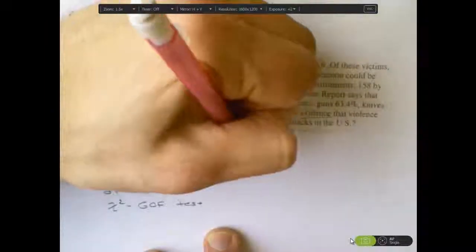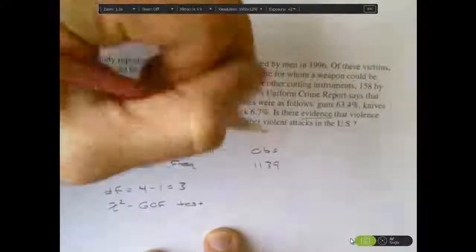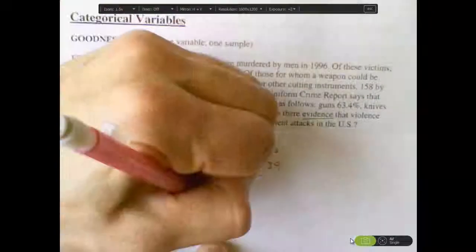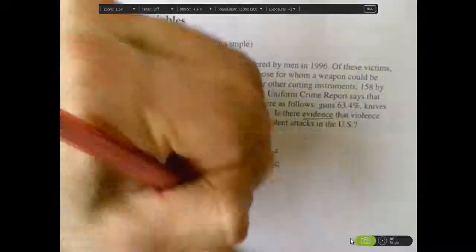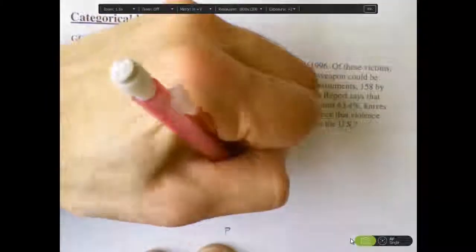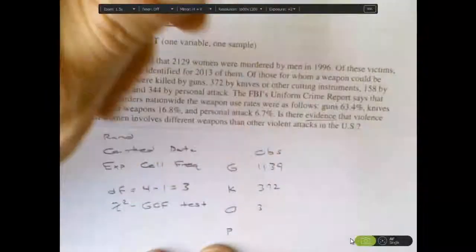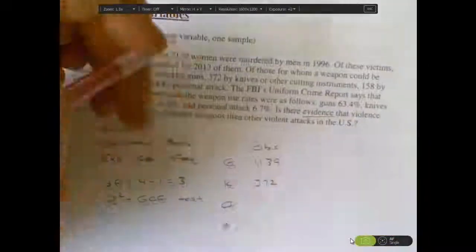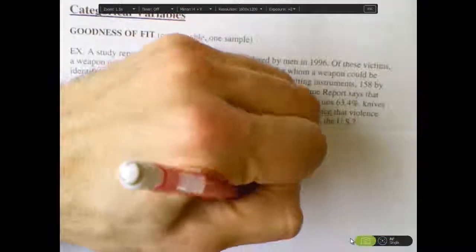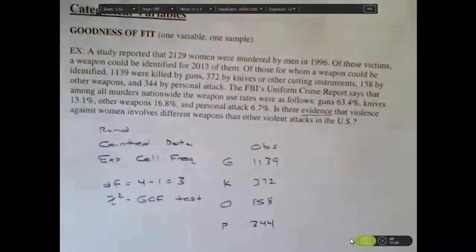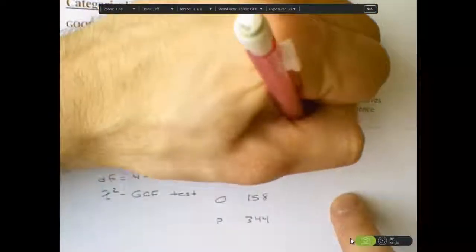So I have observed guns, knives, other, and personal attack. 1139 by guns, 372 by knives, 158 other, and 344 personal attacks. Those are my observed counts.